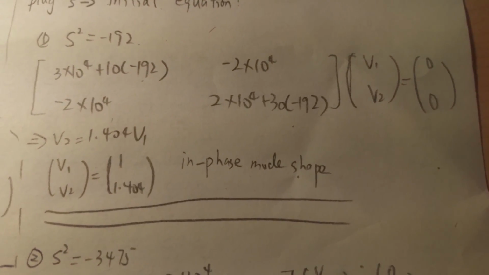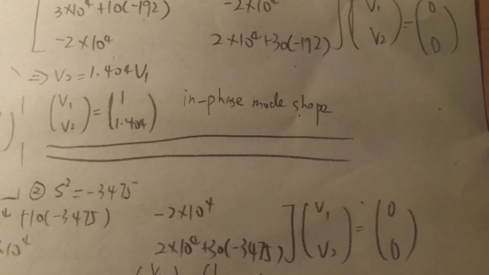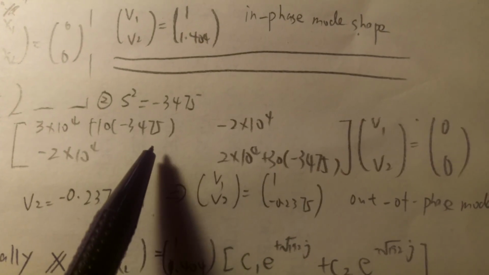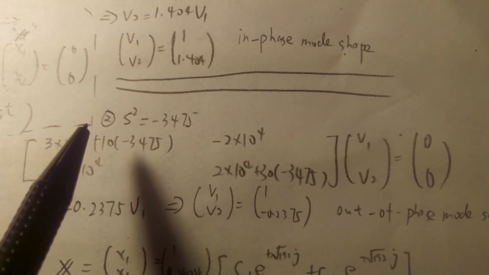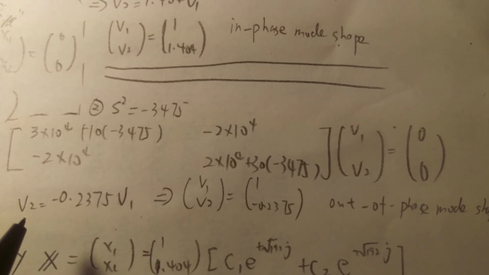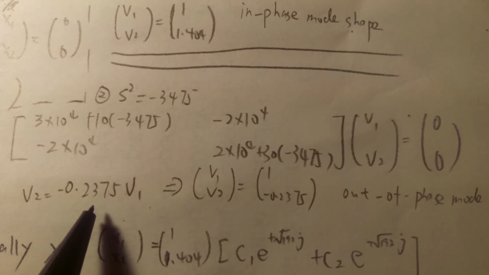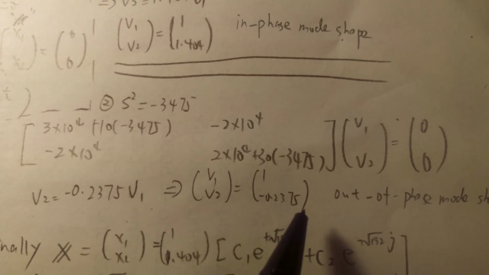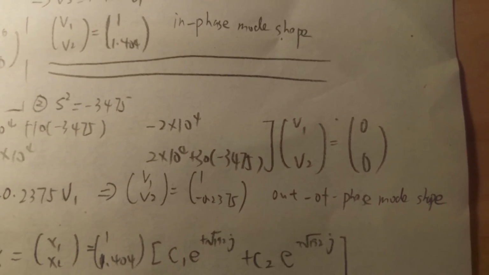And then we use the same way for s squared equals minus 3475. We plug in where s squared is, here and here. Then we solve the matrix system using Cramer's rule, and we get v2 equals minus 0.2375 v1, and then we can get this. This is called the out-of-phase mode shape.